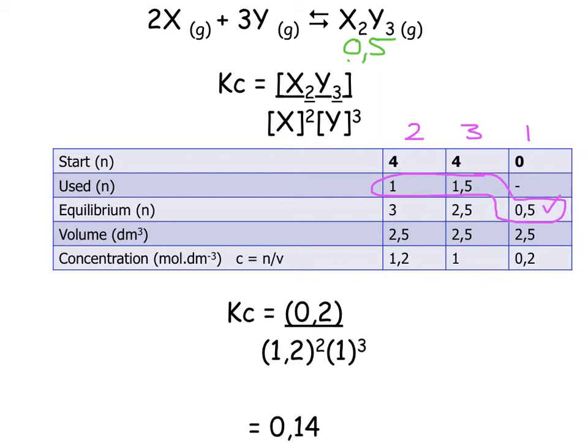I started with 4, I used 1, I'm left with 3. I started with 4, I used 1,5, I'm left with 2,5. So at the end of equilibrium, I have got a volume that told me I just had a volume of 2,5 decimeters cubed, so it's the same for all the gases. And I can work out a concentration for each of these different gases. Then I substitute the concentrations in for X, Y, and X2Y3. I then calculate my Kc value by just punching it into the calculator. Kc does not have a unit at all.